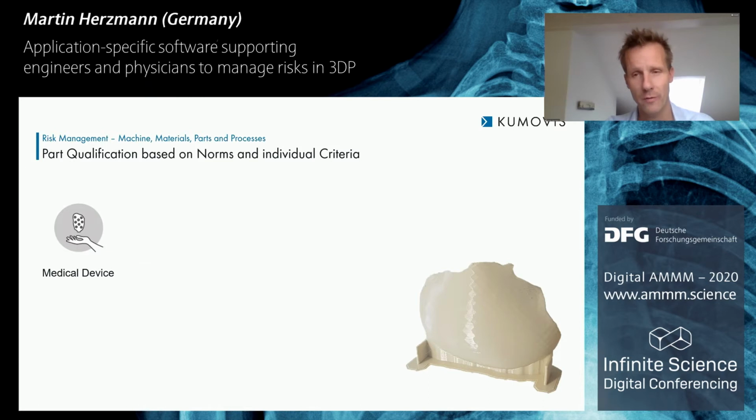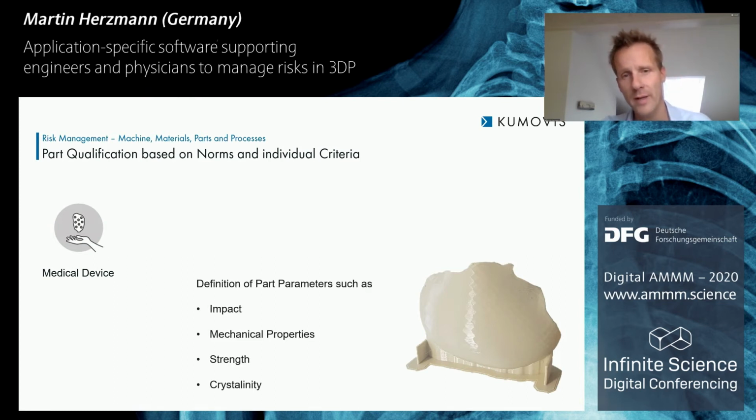guides us to the part qualification, because what we do now as Kumovis during the installation, we take a look not at standard parts, but at the specific parts defined by the customer. So together with the customer, in cooperation with the customer, we define part parameters, such as the impact, such as mechanical properties, the strength, crystallinity, etc. And sometimes we rely on norms, sometimes, in regards to impact and a cranial plate, for example, on bone density equivalence, where we take a look at the literature, etc. So those norms or those parameters are defined in cooperation with the customers.